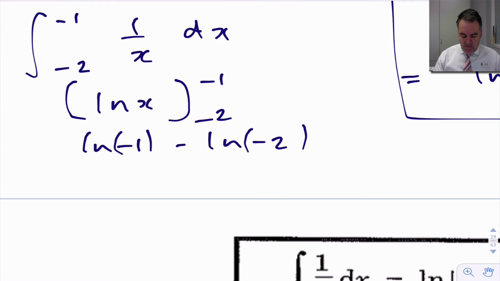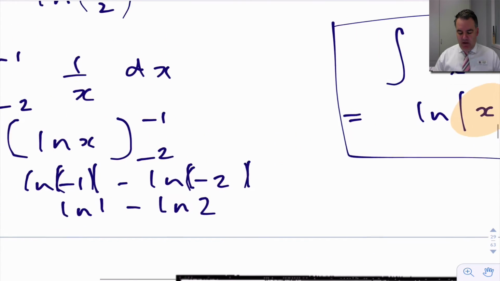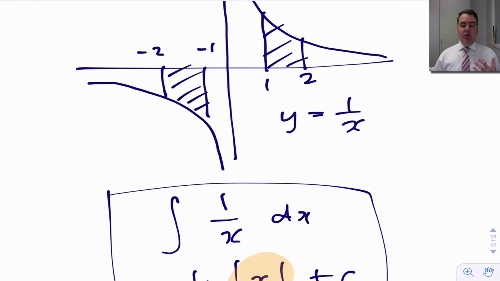So if we went back to this example here, we'd have the modulus signs here. So this would just be ln 1 minus ln 2, 0 minus ln 2. So you would get a negative number, which is correct because the area is below the curve. So you get a negative number, but of course you just make that positive. The question said, what's the area under the curve between -2 and -1?